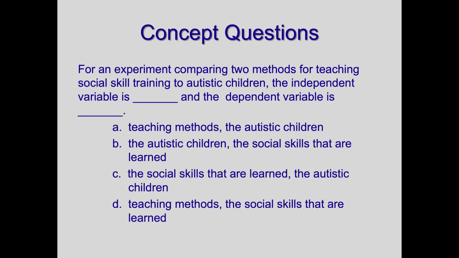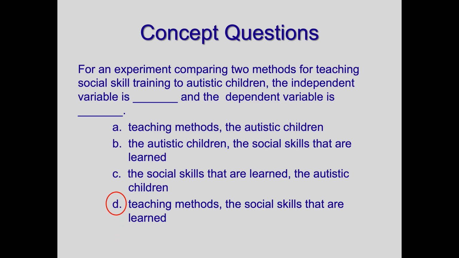All right. So let's talk about concept questions now. For an experiment comparing two methods for teaching social skill training to autistic children, the independent variable is what? And the dependent variable is. So the first choice, like in A, teaching methods would be independent and autistic would be dependent. Okay? So look through, see what choice you like the most. Of course, pause the videotape while you work it over.